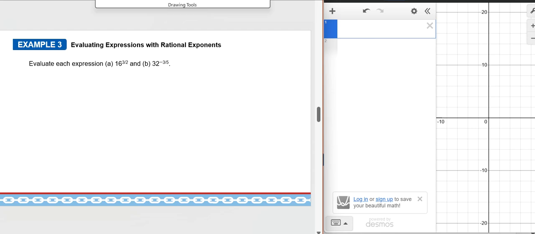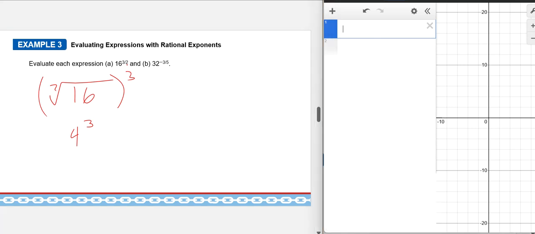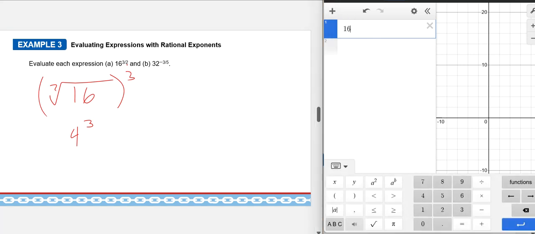If you wanted to write that in radical form, the 16 goes under this 2, square root, and then to the 3rd power. Well, the square root of 16 is 4, and then to the 3rd power, 4 times 4 is 16, times 4 again would be 16 times 4, I believe, is 64, right? I could just enter this directly in, 16, and then I can type in that 3/2 power, not 3/5, 3/2 power, right? And I get a solution of 64.